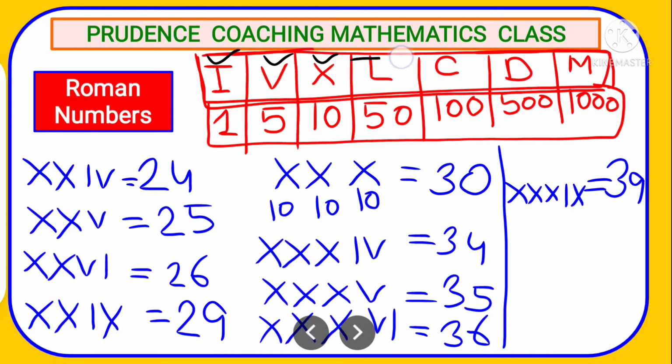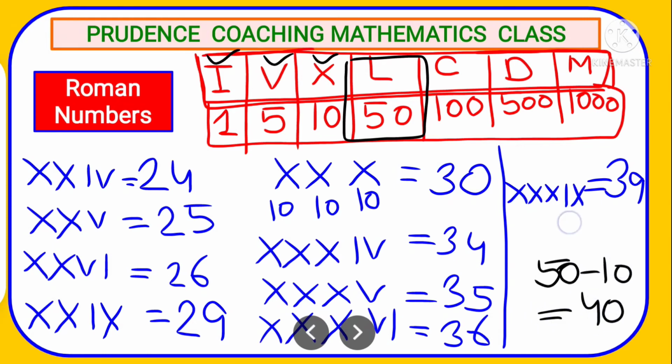So we need to check the next Roman numeral, that is L. L means 50. So by using 50, how can we write 40? We know 50 minus 10 is 40. So how are we going to write 50 minus 10? We need to subtract 10 from L. If we want to subtract, we need to write this 10 on the left-hand side. 50 is more than 10. So before 50, if we write 10, that means it will be subtracted. So this one is 40.